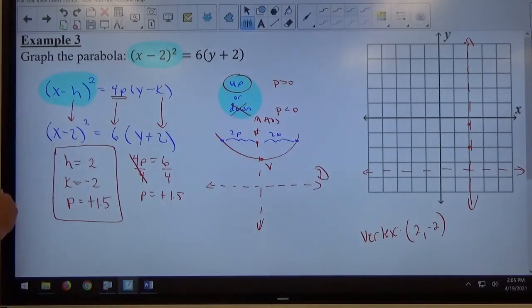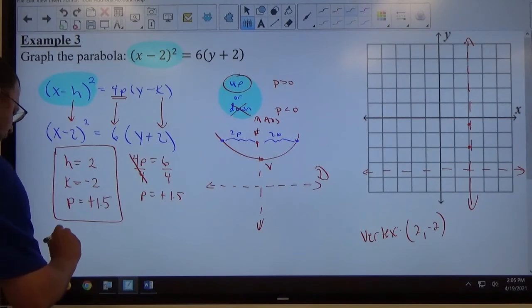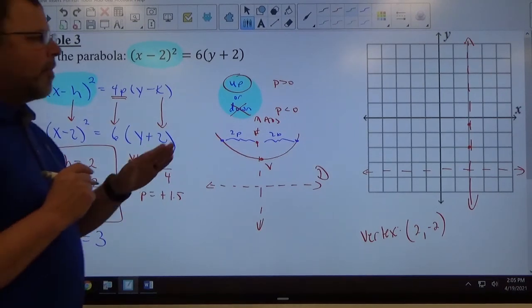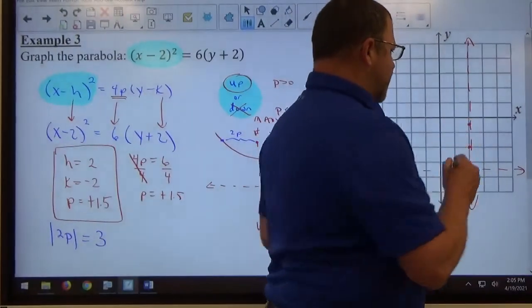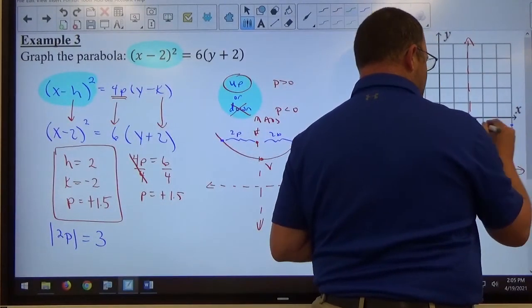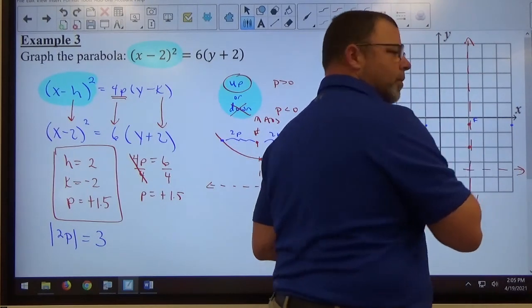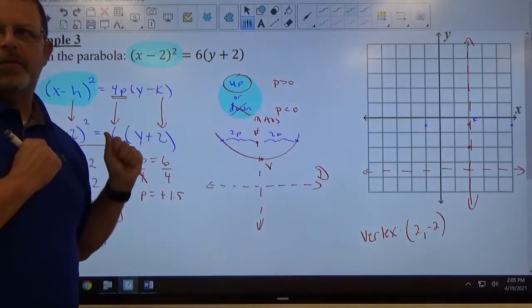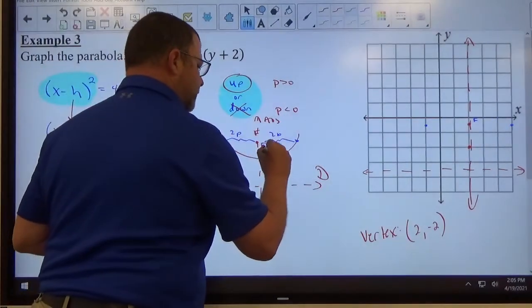I know P is equal to positive 1.5. I want the absolute value of 2P. Okay, I don't care if P is positive or negative. I want this number to be a positive number. So what's 2 times 1.5? 3. So that's how far I'm going to move from my focus. Again, this is my focus right here. I'm going to move 3 to the right and 3 to the left to get 2 extra points. Again, 2P to the left, 2P to the right from the focus. This is the focus right here.